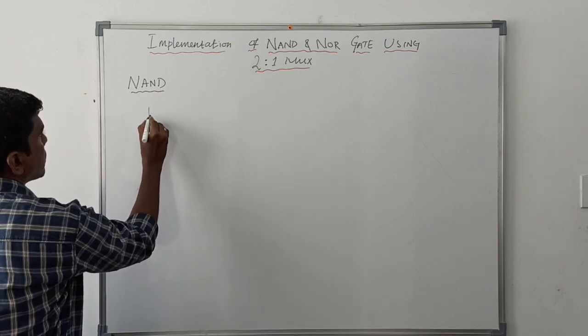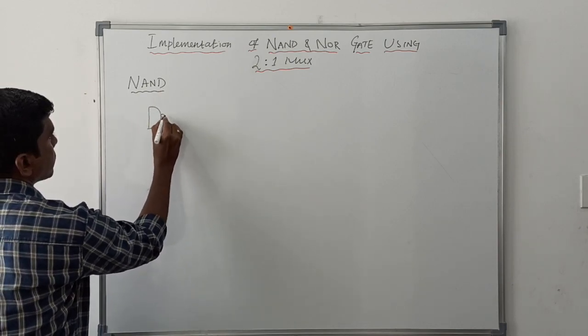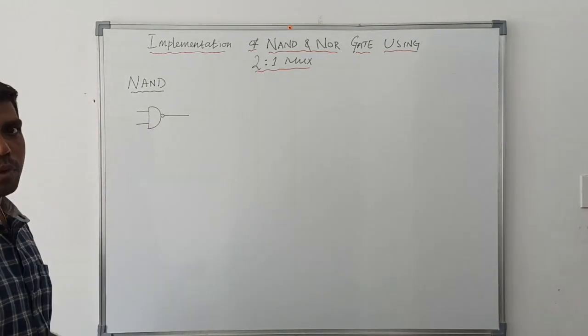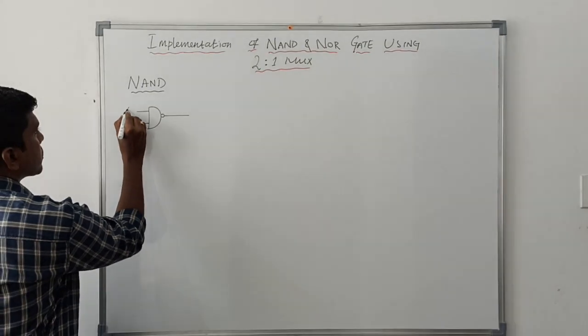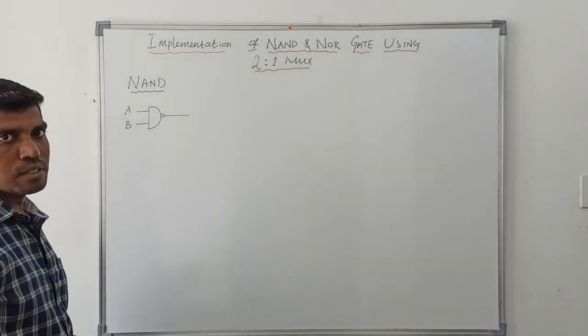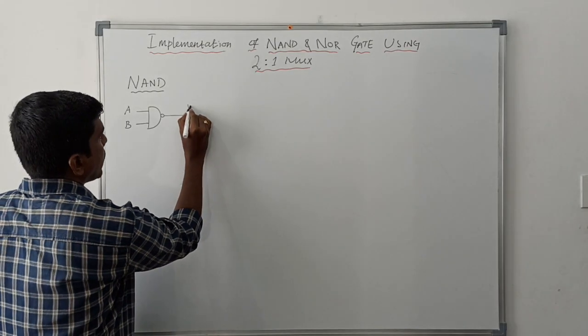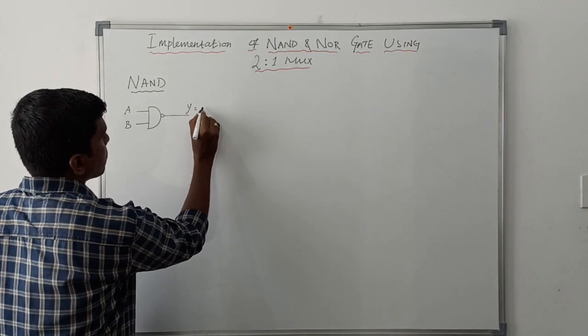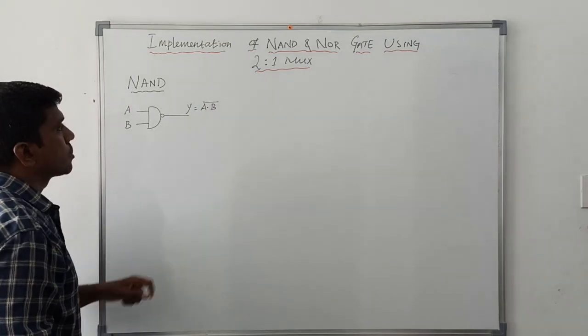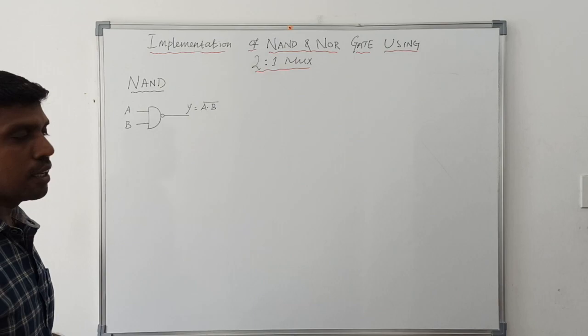First I draw the symbol of the NAND gate. It's a 2-input NAND gate. Inputs are A and B, so these two variables are considered input variables. Y is the output. The corresponding Boolean expression is A dot B whole bar. So it's the Boolean expression for the NAND gate.